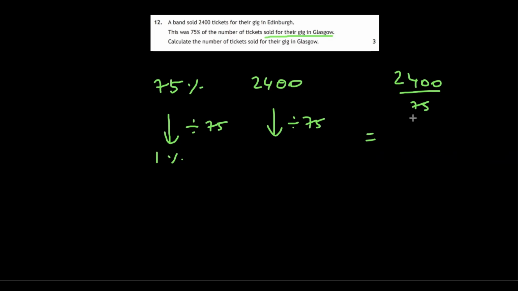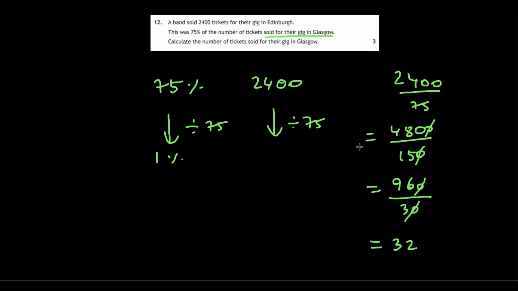I'm just going to use a trick for doing this, actually. If we multiply both numbers by 2, that would become 150. And then we can just cancel the zeros. And then we multiply by 2 again, and then we cancel the zeros. And then we just divide by 3. So that would be 32. And then we just multiply by 100 to get 100%. So 100% is 3,200.